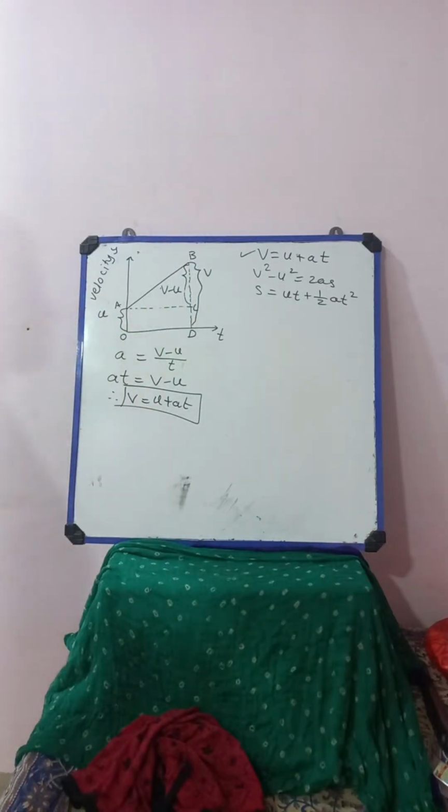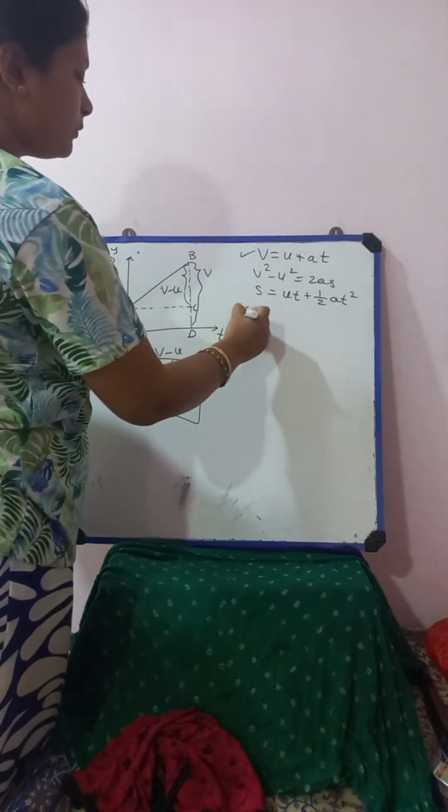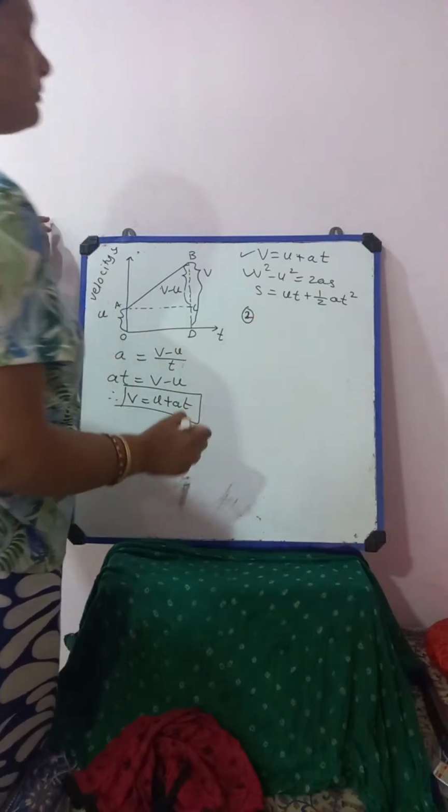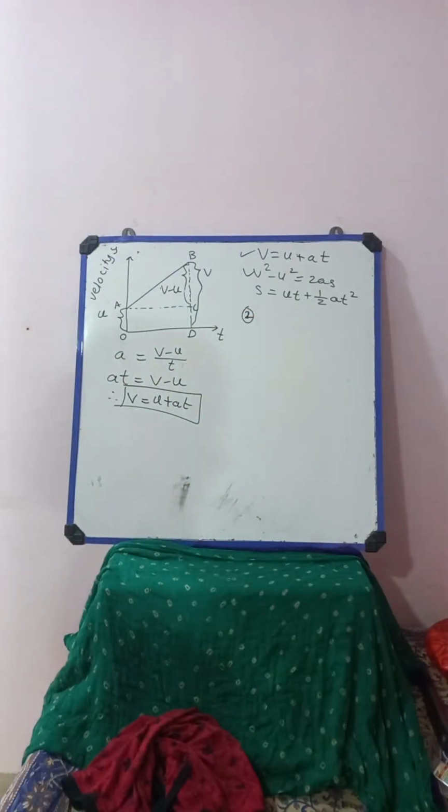It's the same graph we have to use here, and with the help of this we are proving the second equation, v square minus u square is equal to twice of as. I hope you got the first one. It only takes the definition of acceleration: change in velocity divided by time. Once you get this, we go for the second, v square minus u square is equal to twice of as, which we have to prove.